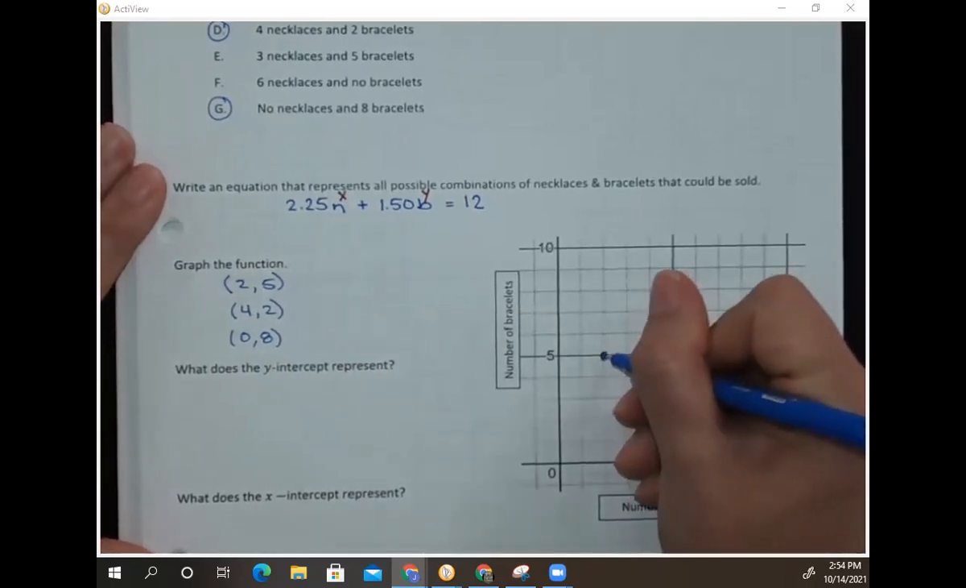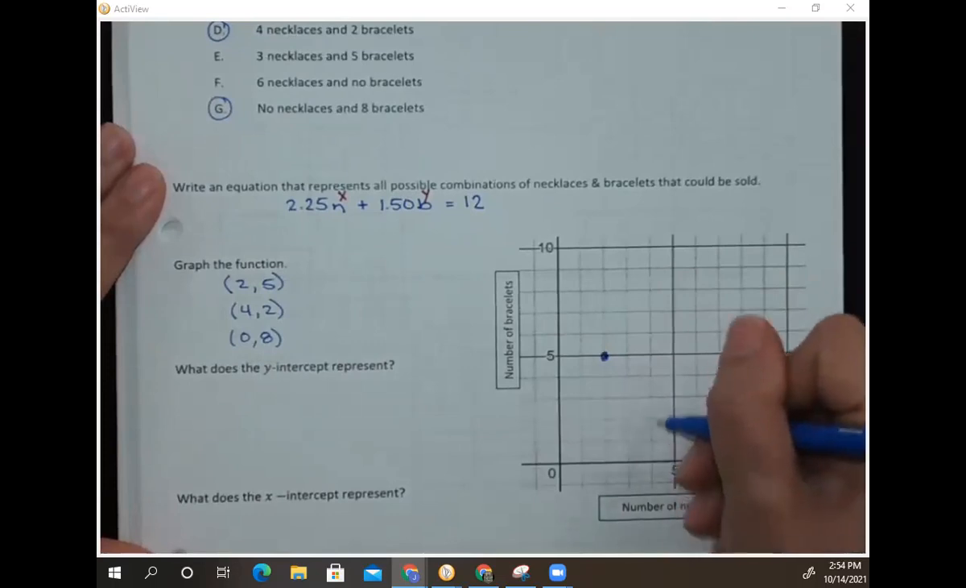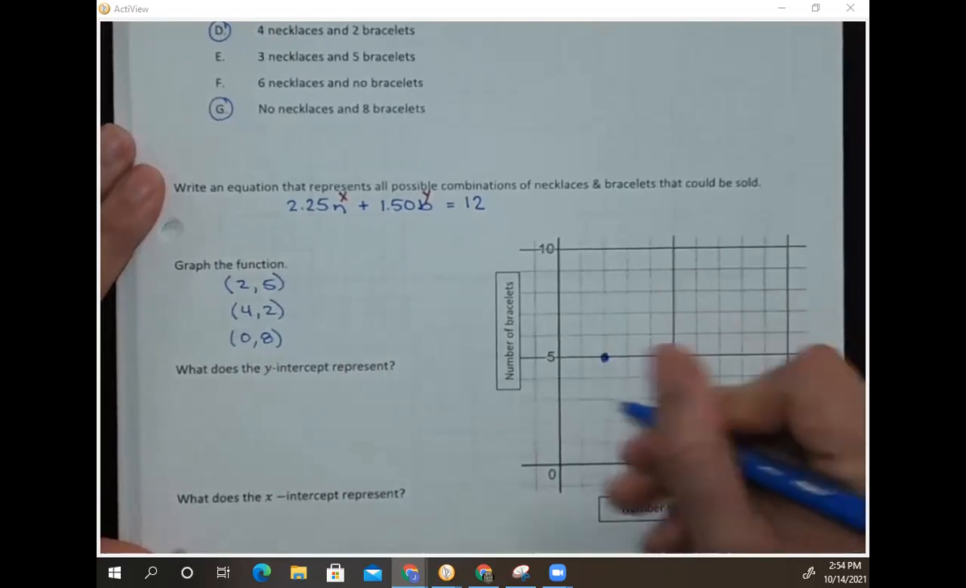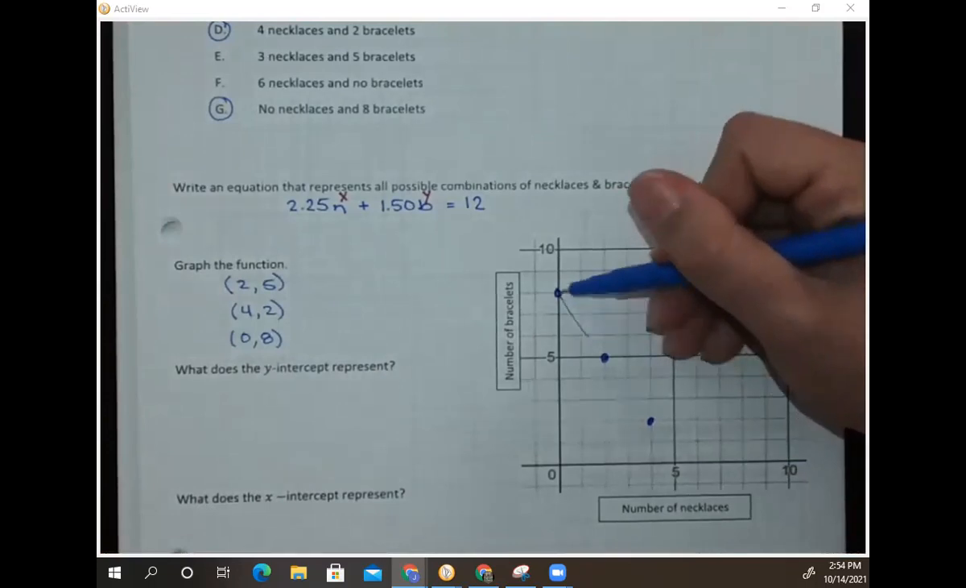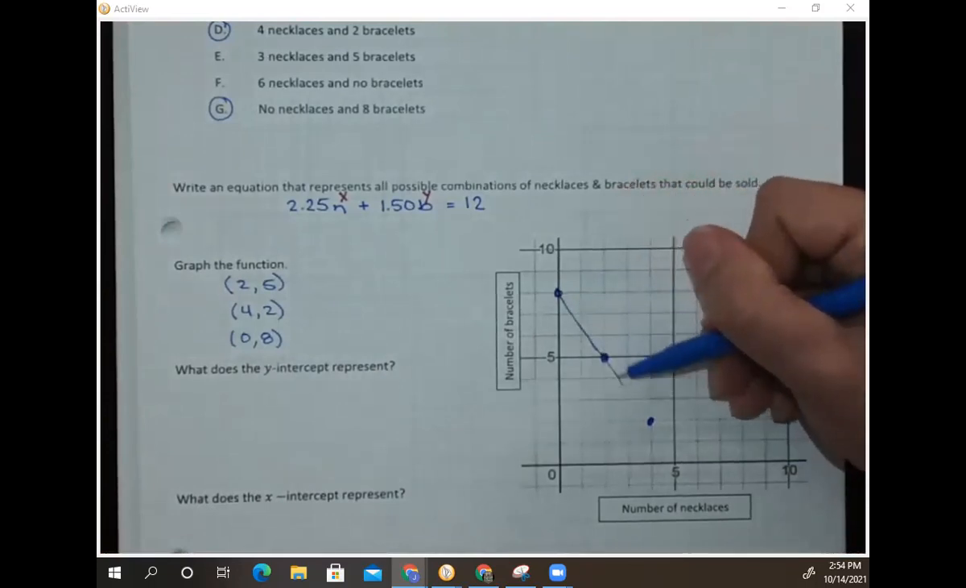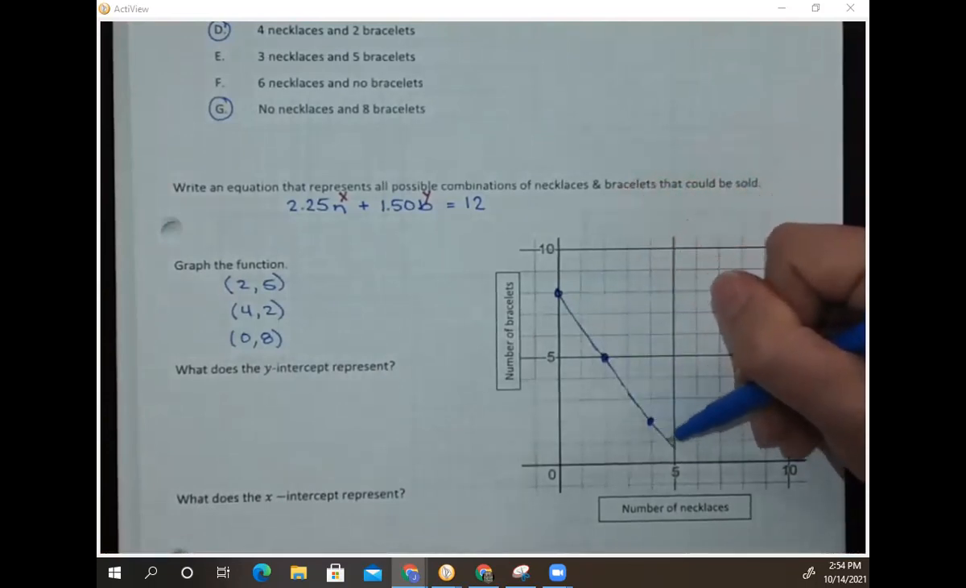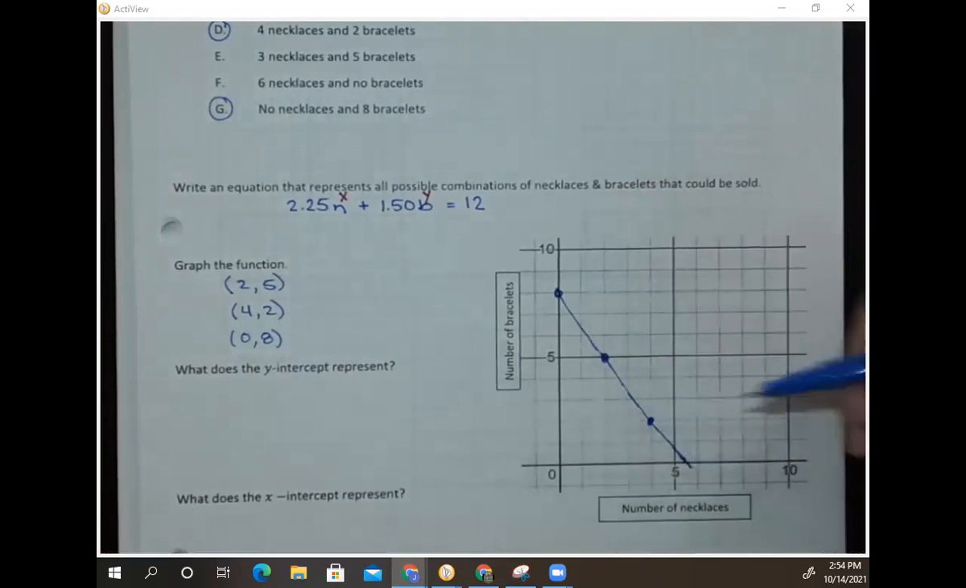(2, 5), (4, 2), and (0, 8). 3 points, so I can sketch my line. So it's going to look like this. Okay, something like that.